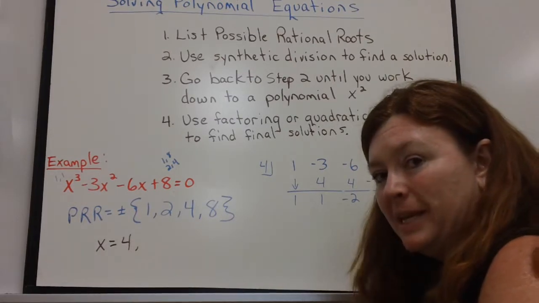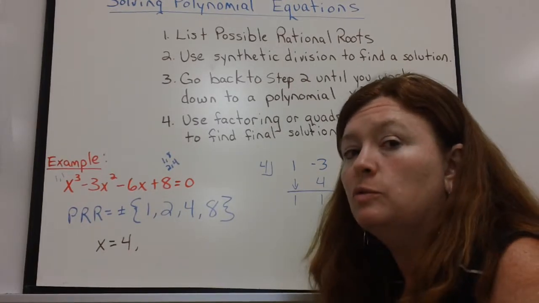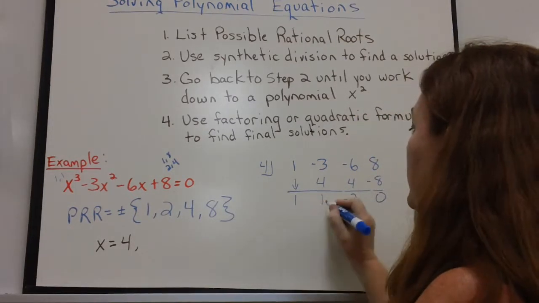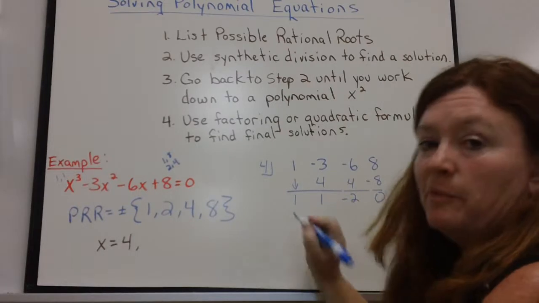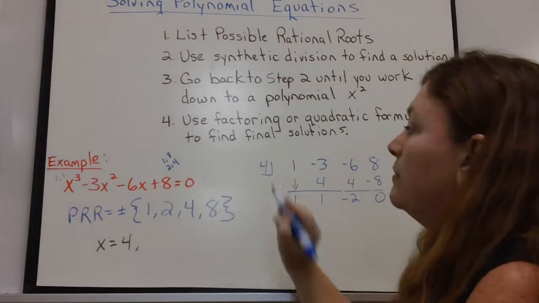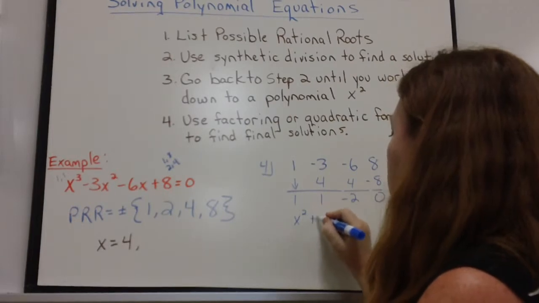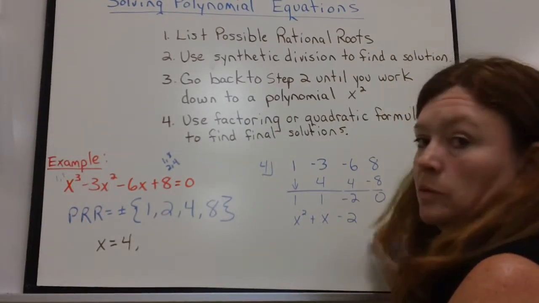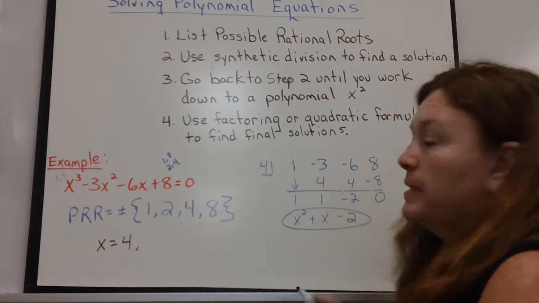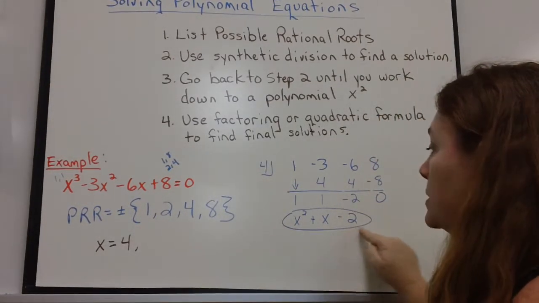Now, I just mentioned at the beginning that if you have an x squared polynomial, we already kind of know how to find those solutions. Factor, complete the square, or quadratic formula. These numbers that are left at the bottom of my synthetic division tell me something important. They tell me that when I divide by x minus 4, I am left with a 1x squared plus a 1x minus 2, remainder 0. This is very important to me because I found one root, one solution, and this represents the other 2.